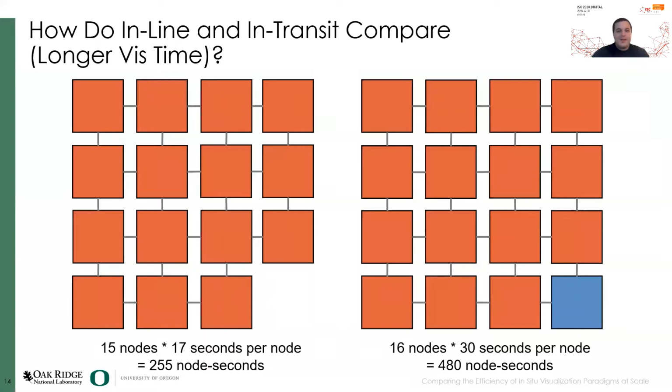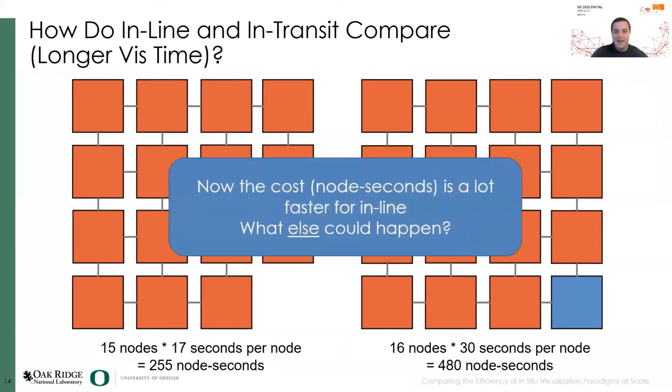And so what does cost look like now that we have a longer visualization time? So our cost inline is 15 nodes, each for 17 seconds per node, for a total of 255 node seconds. In transit, we have 16 nodes for 30 seconds per node, for a total of 480 node seconds. So now, the cost in terms of node seconds is a lot lower for inline. But what else could happen?